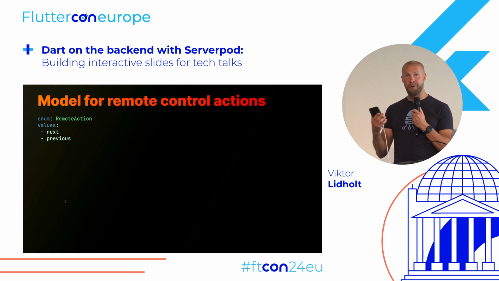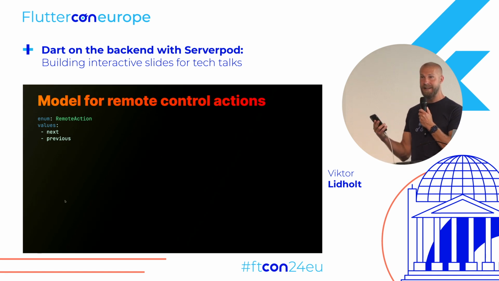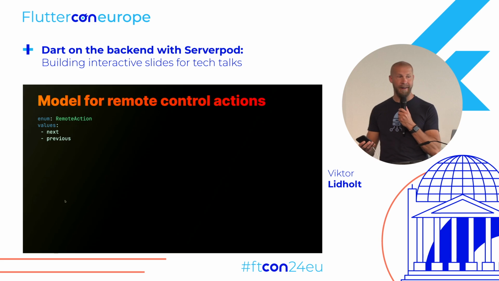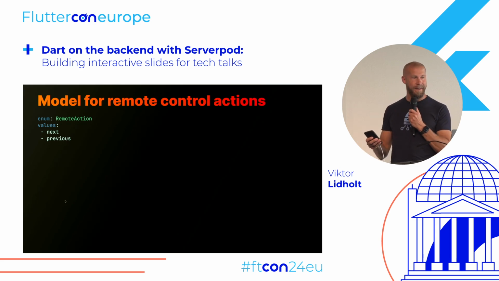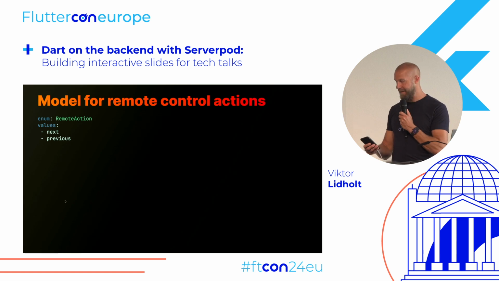Serverpod models have support not just for classes, but enums and even exceptions. Exceptions are actually pretty cool. You can cast an exception on the server and serialize it and catch it on the client, which is great for error handling. So that's a neat little feature. But for this example, we're just using an enum with the next and the previous value.